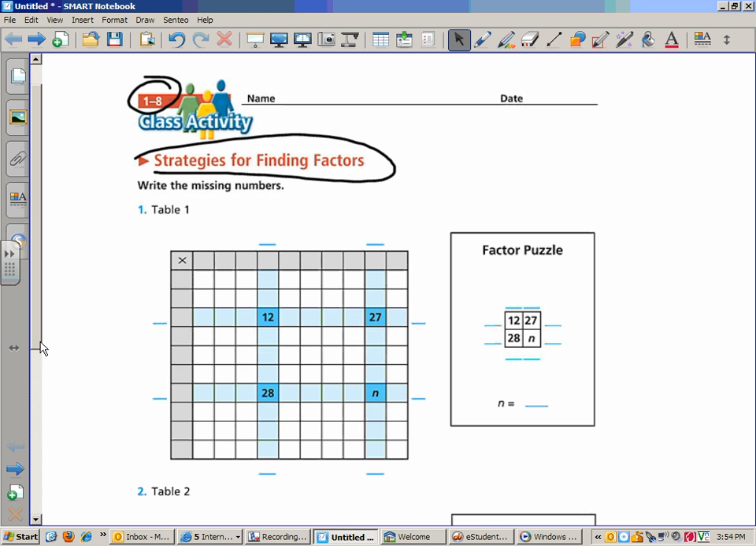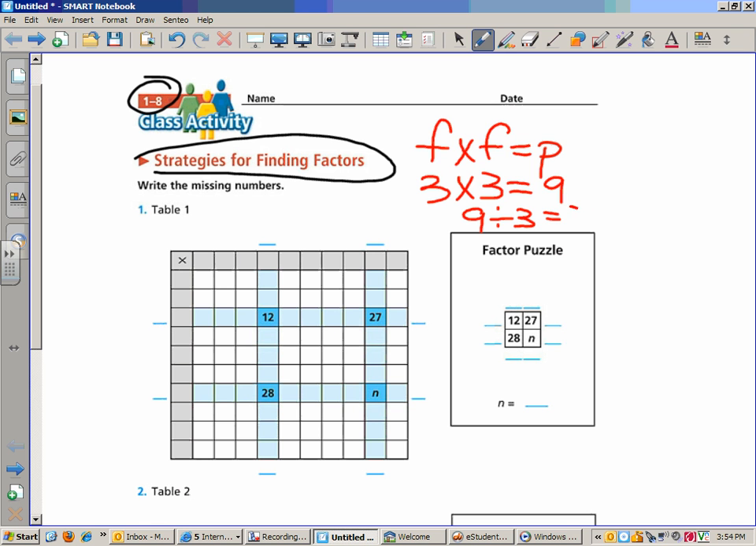Quick review. Factors are the numbers that you multiply to get a product. So you have a factor times a factor is going to equal a product. Something like 3 times 3 is the same as 9. So 3 and 3 are the factors, and 9 is the product. Then when we start talking about division, we can turn those around: the product divided by our factor is going to give our other factor. That's how we look at that inverse relationship when we're thinking of division.